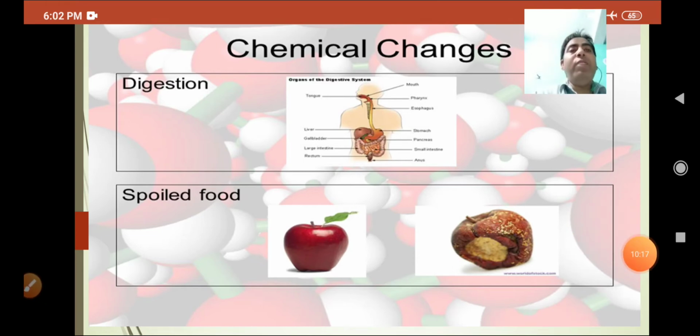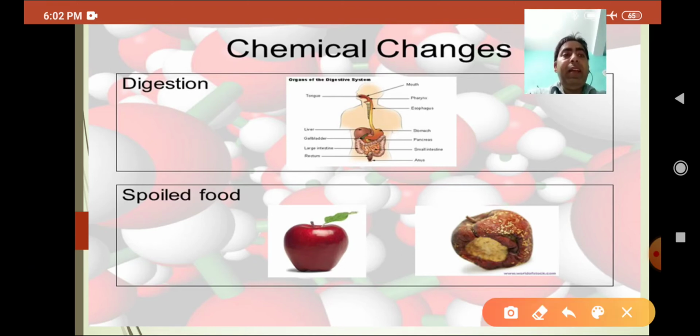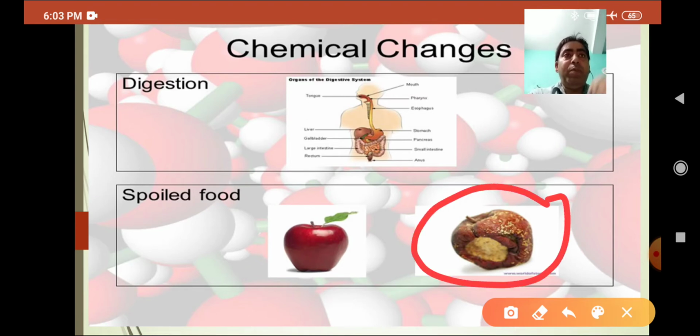Now spoiled food. You can see the spoiled food. This is a chemical change. Here the color of the fruit changes. When the apple is spoiled, the color changes, the smell changes, and the chemical composition also changes. Why? Because bacteria act upon it, and this is a permanent, irreversible change.